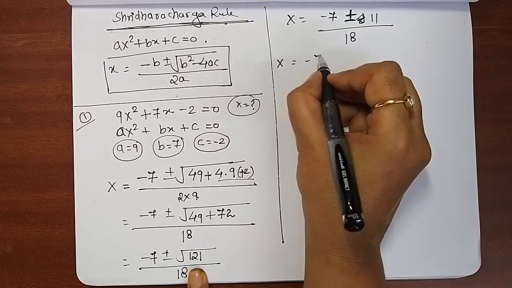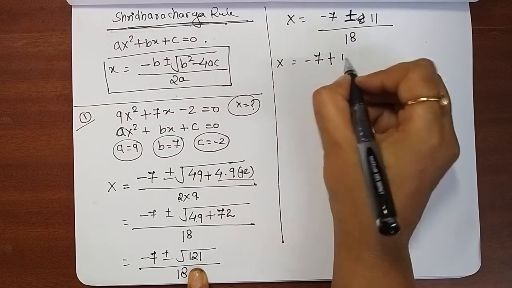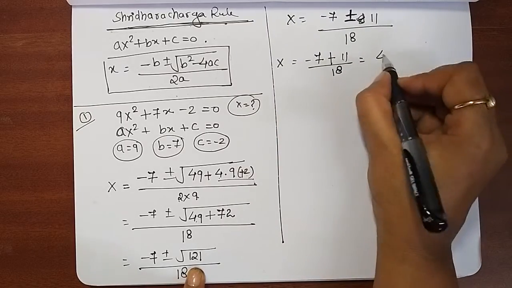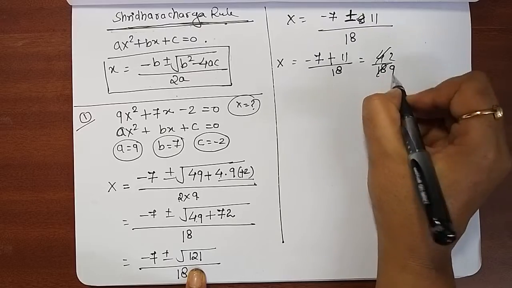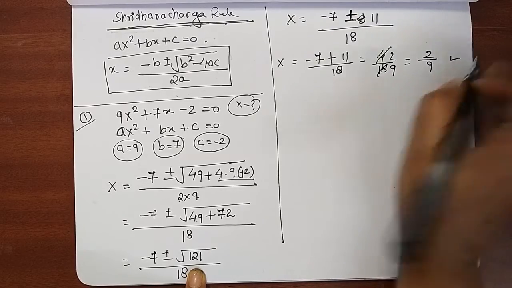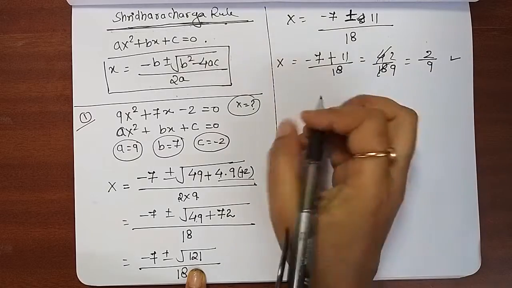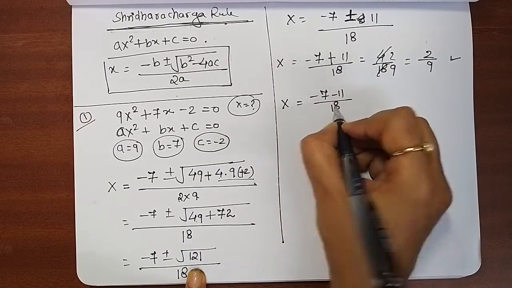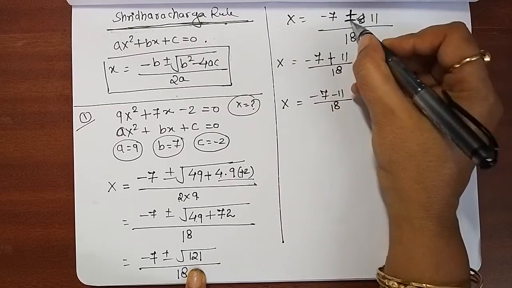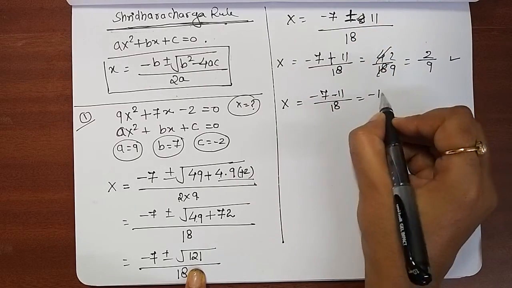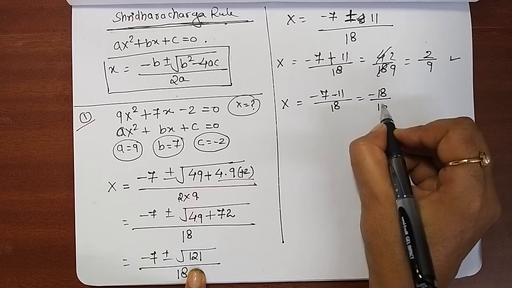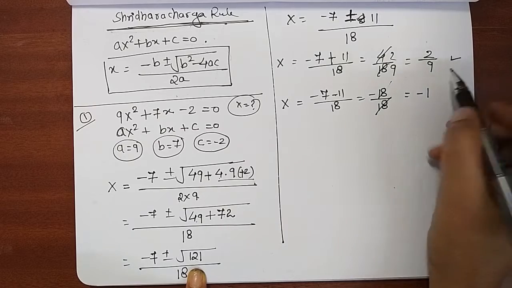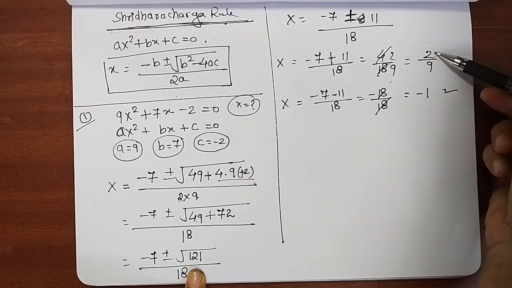Here you see, minus 7 plus 11 by 18 is how much, guys? This is 4 by 18. I can cut it, so it will be 2 by 9. This is my first solution. The second solution will come with minus sign, minus 7 minus 11 by 18. See, this plus I used here and this minus I am using here. So it is minus 18 by 18. I can cancel it and the answer is minus 1. So these two are my solutions.